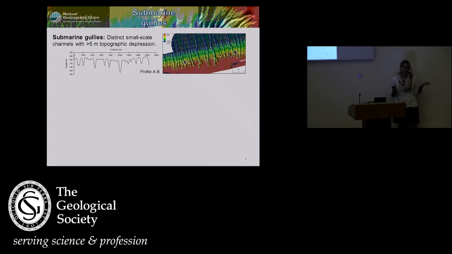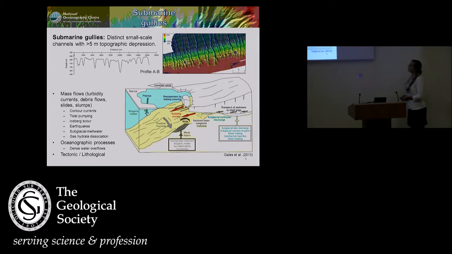In the marine environment, we classify a submarine gully as having a distinct topographic channel. We don't necessarily need them to have an alcove or a fan like we were talking about yesterday, but in most cases, we suggest that we use the definition that they have more than a 5 metre relief. And they're suggested to be formed by a number of different mechanisms, for example, mass flows, including turbidity currents, debris flows, slides and slumping.